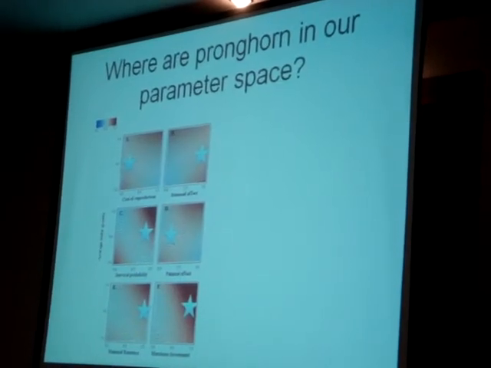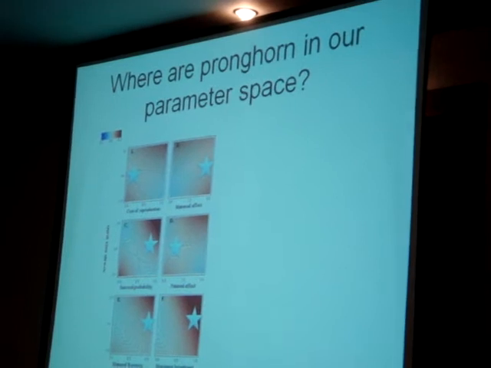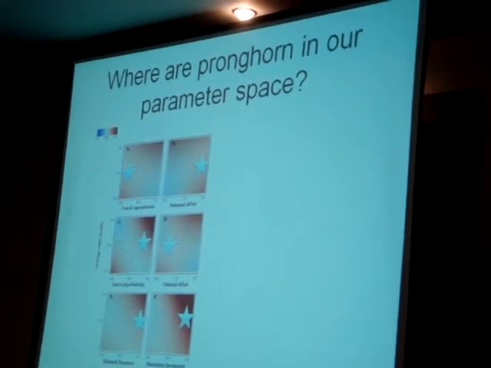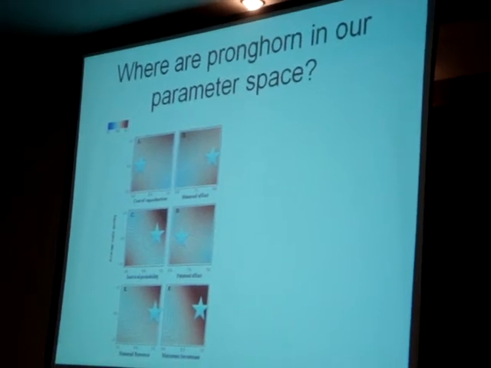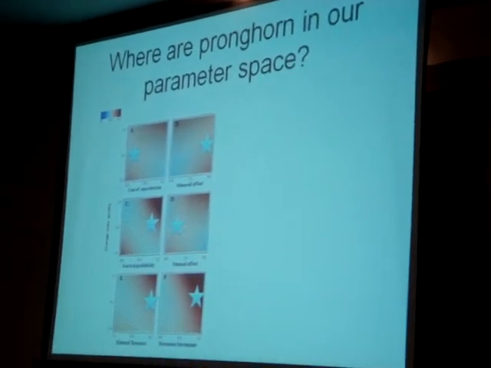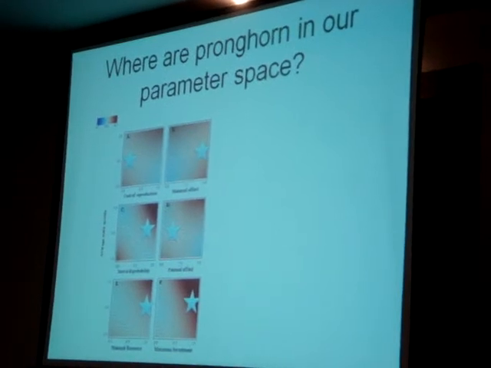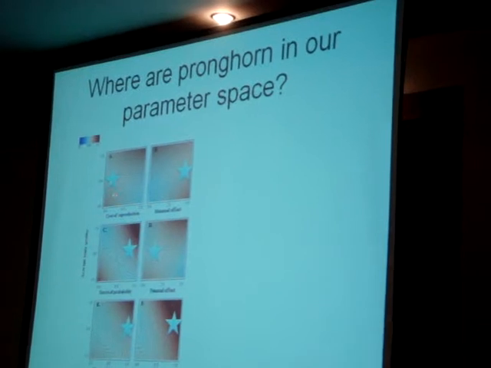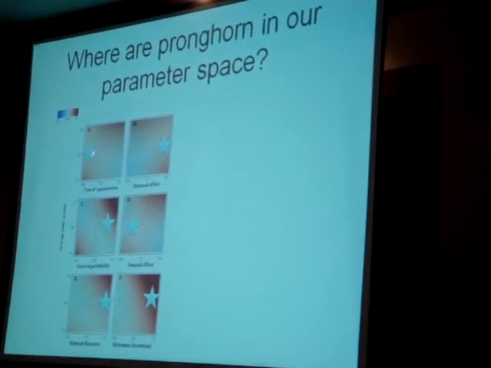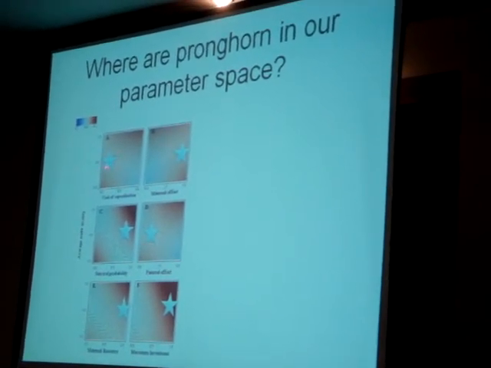Because I've studied pronghorn for many years, I know where they are pretty much in parameter space. What I don't know is the real distribution of males, because some males have high breeding value, but some males never breed, so I'll just assign the mean male quality to 0. There's no detectable cost of reproduction in pronghorn. I've measured that, so they're about there.